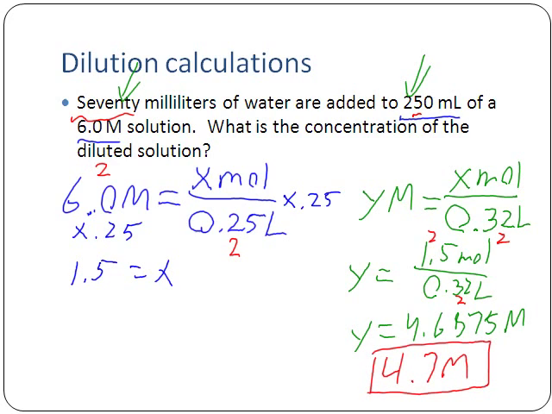And so by adding our 70 milliliters of water to our 250 milliliters of a 6 molar solution, we end up with, quite simply, just a 4.7 molar solution.